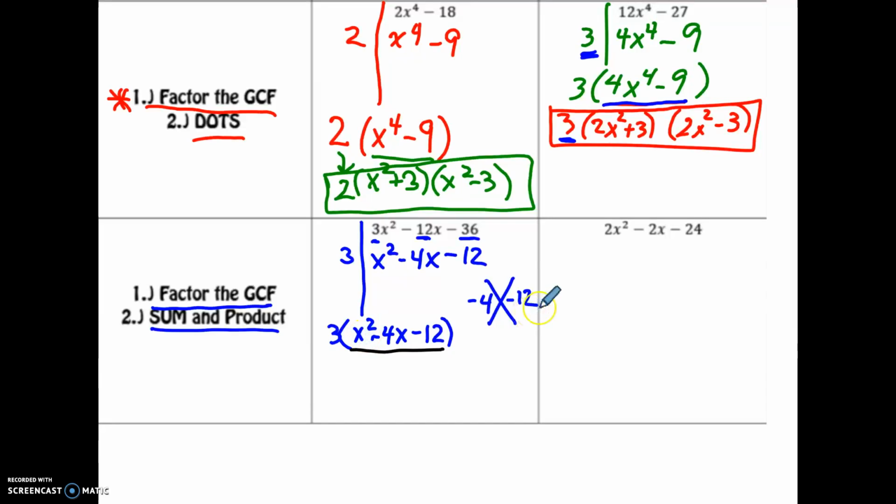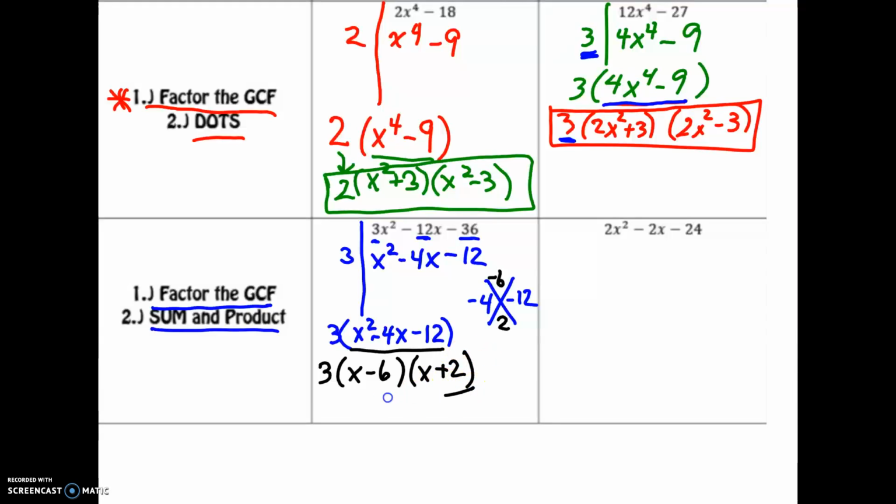So here if I look, I have 12, so I'm thinking 3 and 4, but 3 and 4 isn't going to work. What about 6 and 2? And I need them to add to a negative 4, so I need this 6 to be negative and a positive 2. That will, in fact, give me a product of negative 12, so I have my factors. So I have x minus 6 and x plus 2.